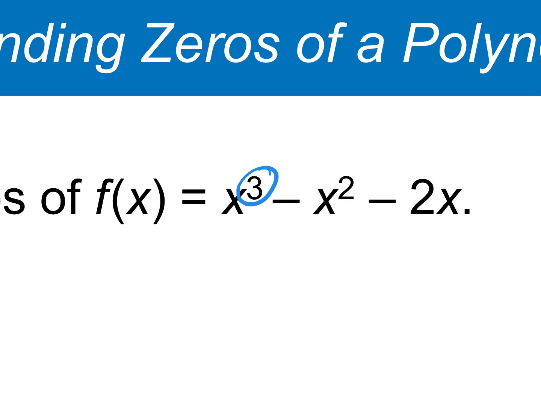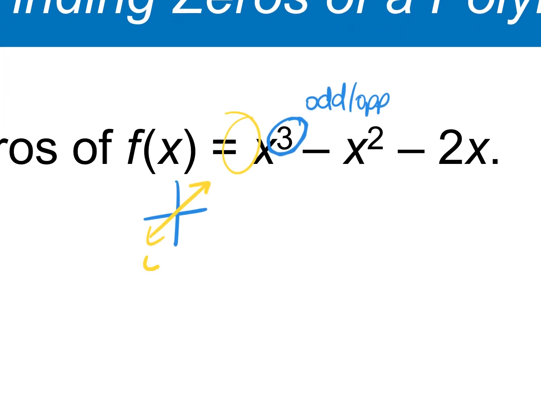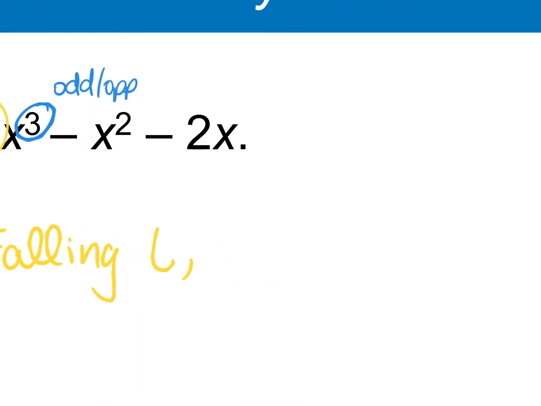What would the end behavior look like? Well, what kind of a function is this? It's an odd number, so I know my arrows are going in opposite directions. Is my leading coefficient positive or negative? So it's going to be going similar to that. So what's going on the left-hand side of my graph? Falling left and rising right. Good job.